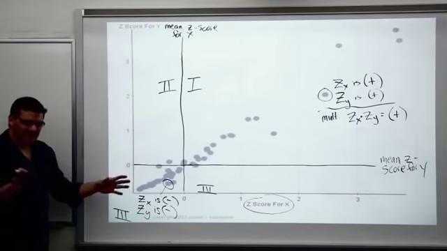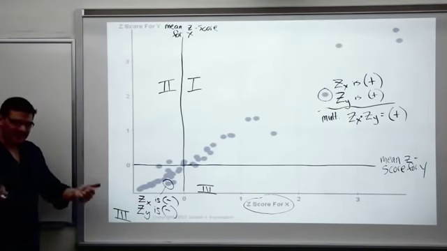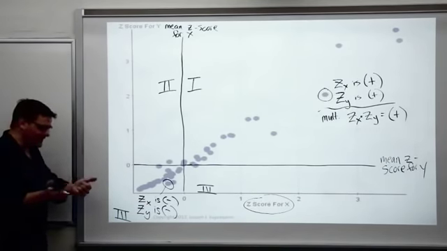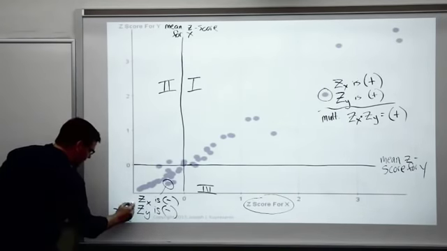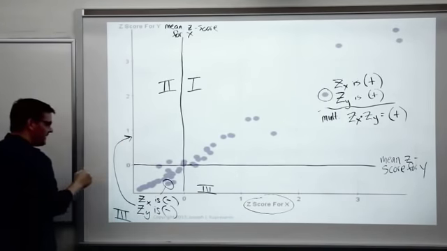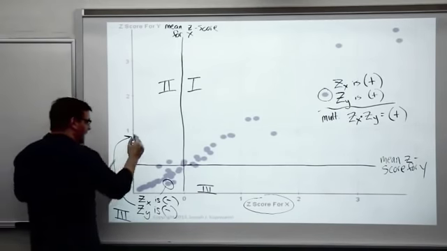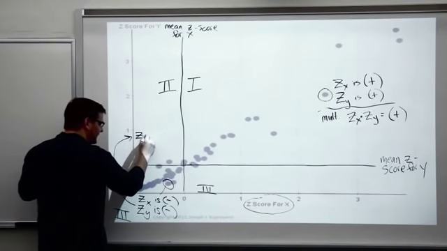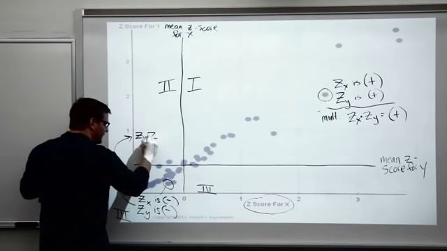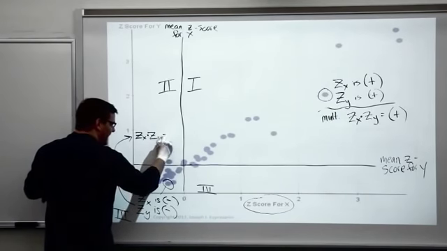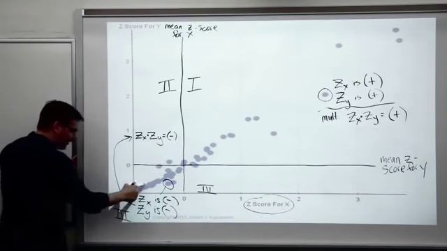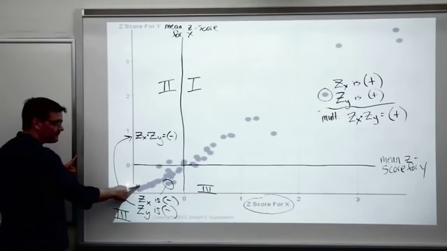What happens if I multiply negative times negative? Negative times negative is positive. So, I got to put an arrow here, painting myself into a corner. If I took z for x and multiplied times z for y, I would get a positive number for all those points down here in the third quadrant.